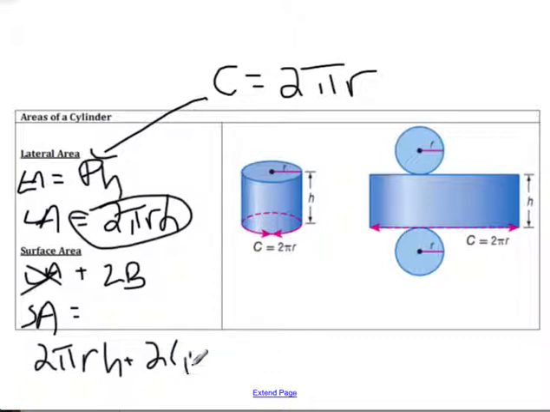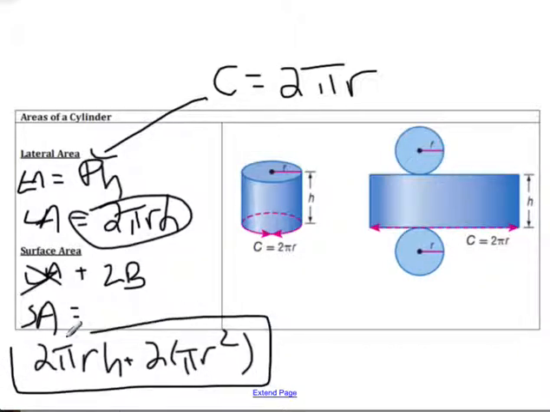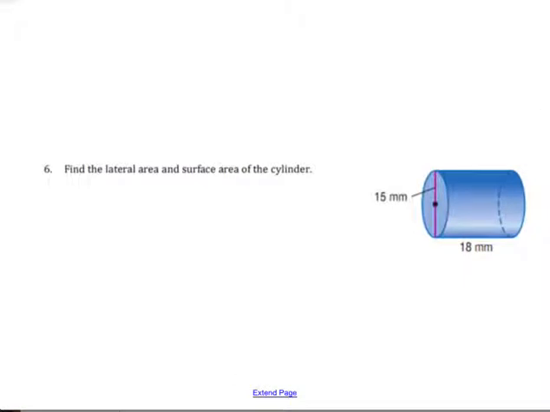Well, the base is a circle, so we basically just need the formula for the area of a circle, which is pi r squared. So when you're talking about surface area, this is the formula I suggest you use because it has all your elements that you need. You need your radius, you need your height, you need pi, and you need 2. And then you pretty much have everything you need to calculate out the lateral area and the surface area of that cylinder.